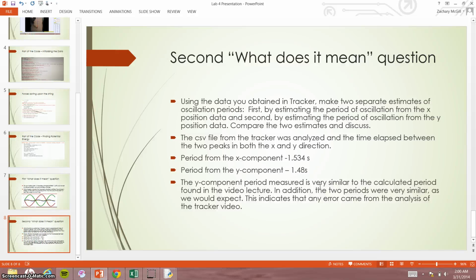The reason for a little discrepancy is because the Tracker video was kind of difficult to analyze. There were a lot of data points and a lot of places for error, especially in the x direction, where just a very small change in click had a huge ramification on this period value.